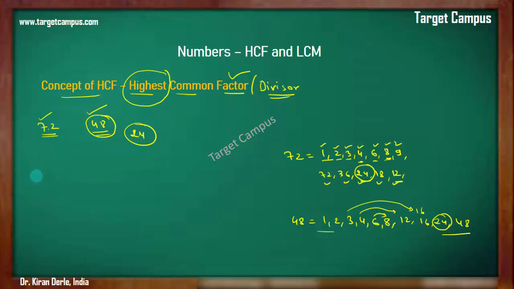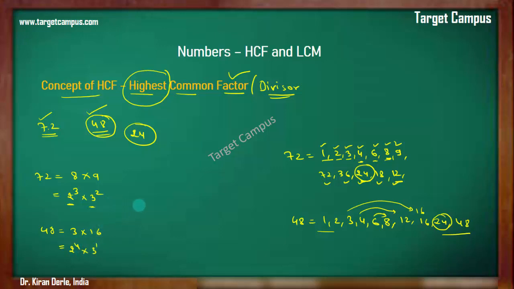The other method is using factorization. Factorize 72: it is 8 into 9. 8 can be written as 2 cube, and 9 as 3 square. So this is prime factorization. Now 48 is 3 into 16. 16 can be written as 2 raised to 4, and this is 3 raised to 1.